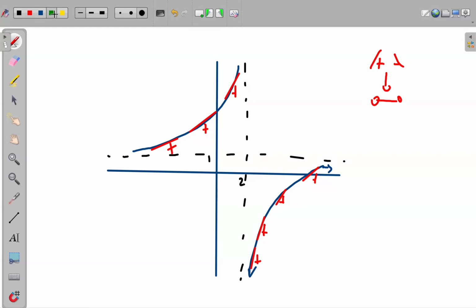If I had a hyperbola in the second and the fourth quadrant, I mean the first and the third, sorry. If I had it in the first and the third, I could also draw those straight lines like that.